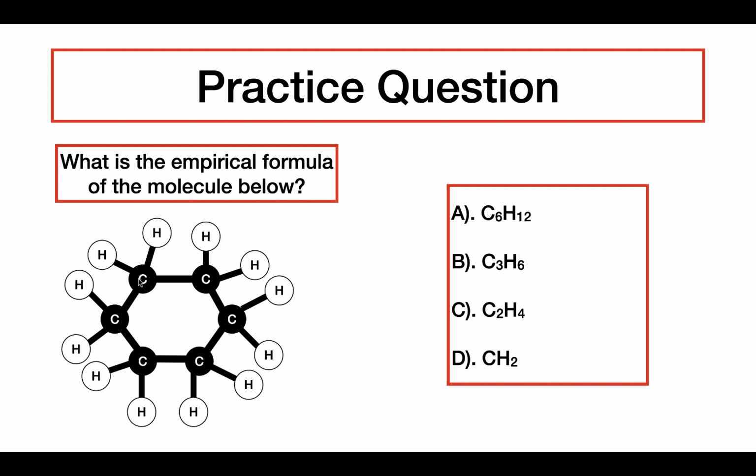Therefore, our molecular formula is C6H12. Now, in order to get the empirical formula, we need to take our molecular formula and divide it by the greatest common factor. So we take C6H12, divide it by 6, and we get the empirical formula CH2. So the correct answer is choice D, CH2.